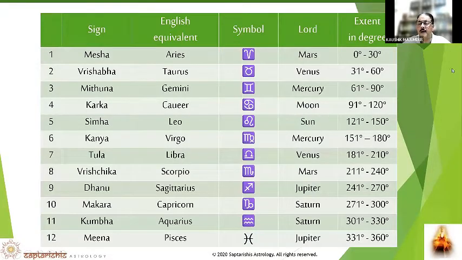So, if we start Aries as the first point, it extends from 0 to 30 degrees. And then in multiples of 30 degrees, all the signs are there. All signs are of 30 degrees. So first is up to 30 degrees, then Taurus is up to 60, then Mithuna is up to 90, Tula is up to 210, Capricorn is up to 300, and the end of Meena comes to 360 degrees.